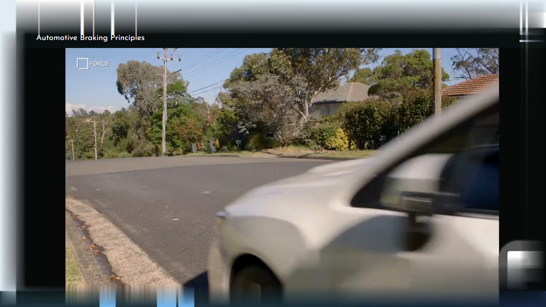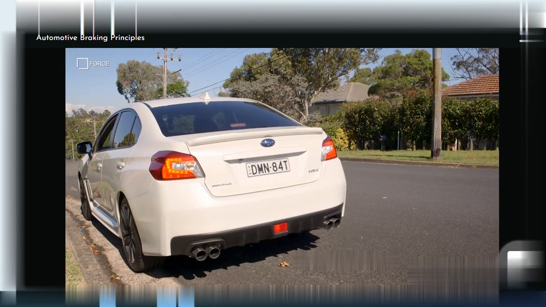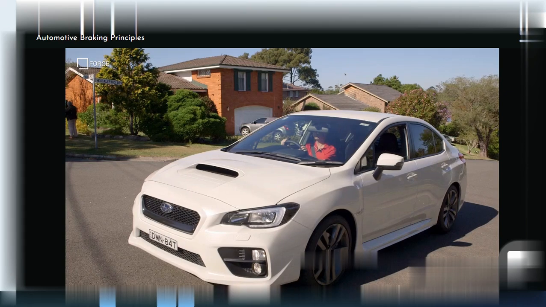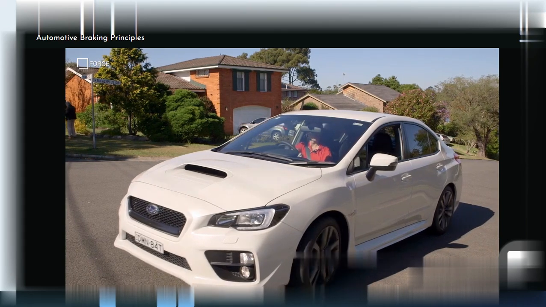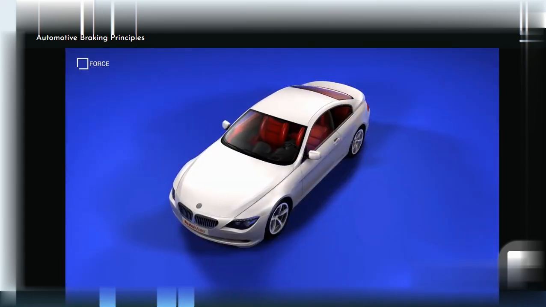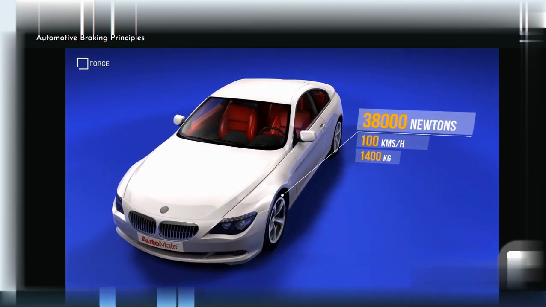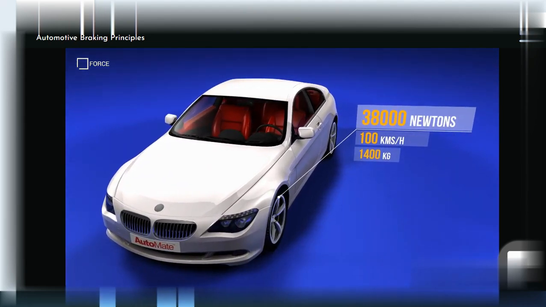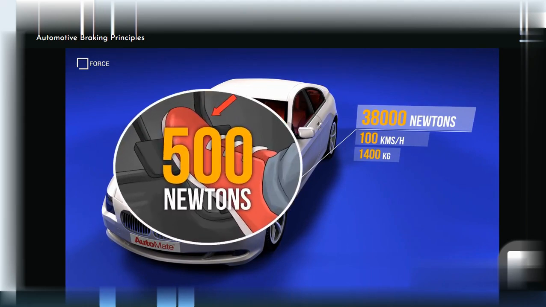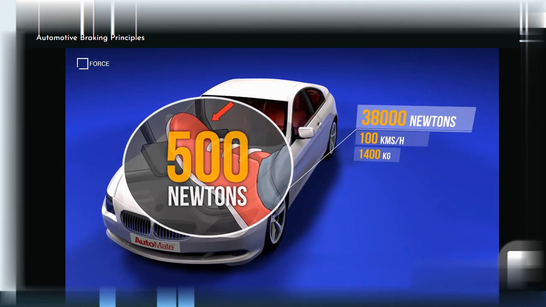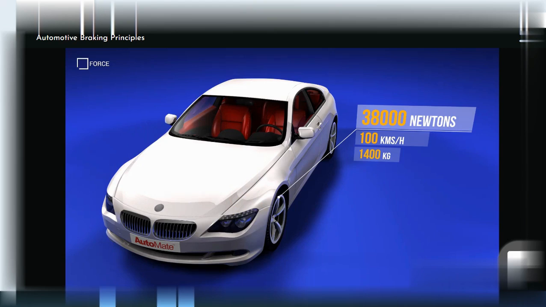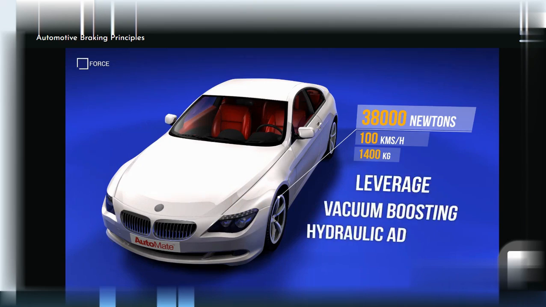The initial force used to push the friction material against the disc or drum is generated by the driver. By performing a few calculations, we can understand the concept of how this initial force is multiplied through the brake system to stop an average size vehicle. A car weighing 1,400 kilograms and travelling at 100 kilometres an hour takes around 38,000 newtons of force to stop. But the average person can only exert a force of about 500 newtons on the brake pedal. Force multiplication is used through leverage, vacuum boosting and hydraulic advantage to achieve the desired levels needed to stop the car.